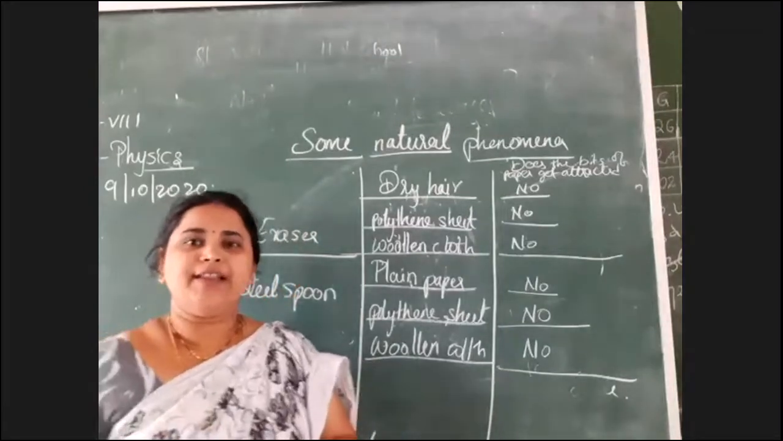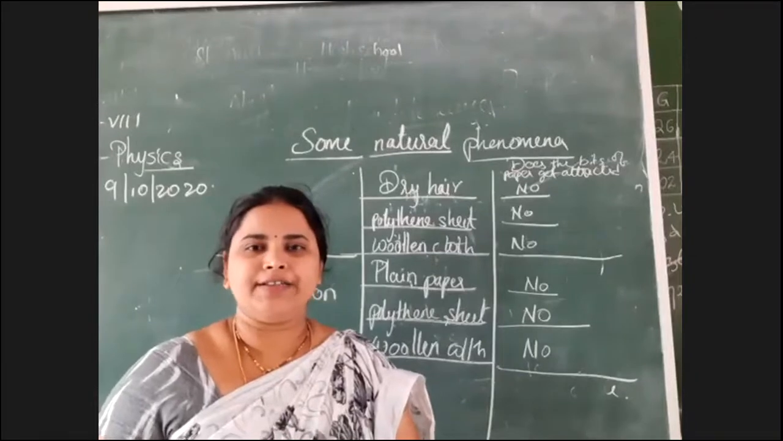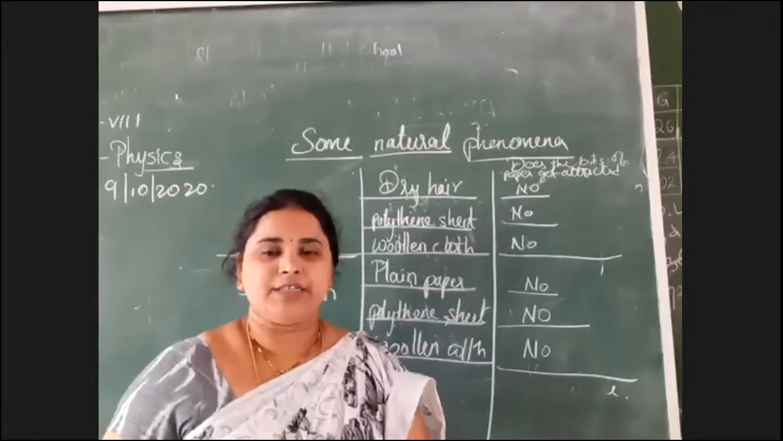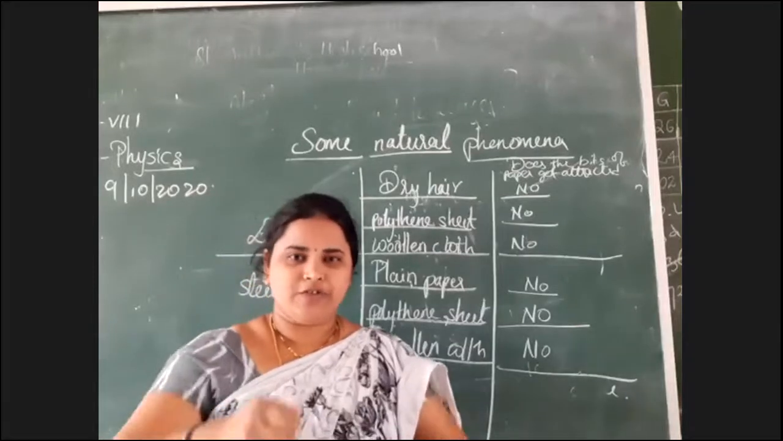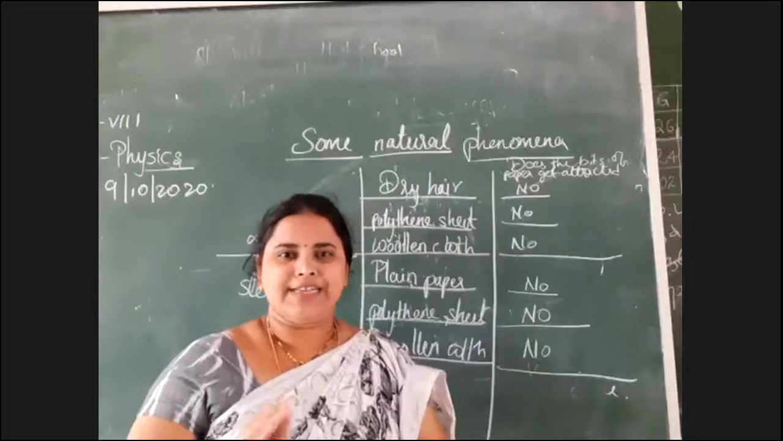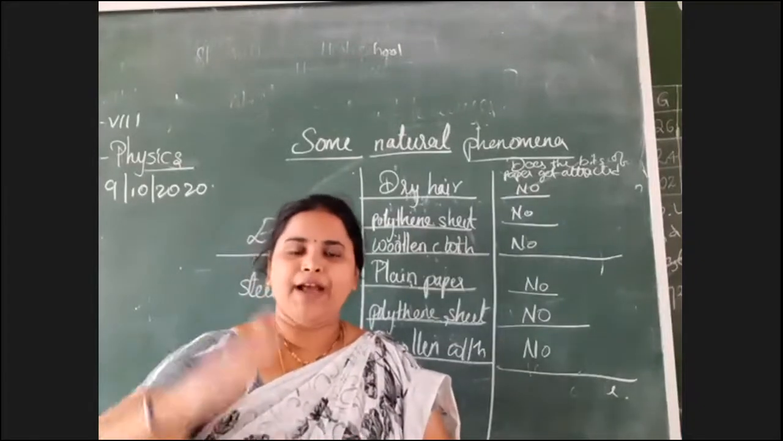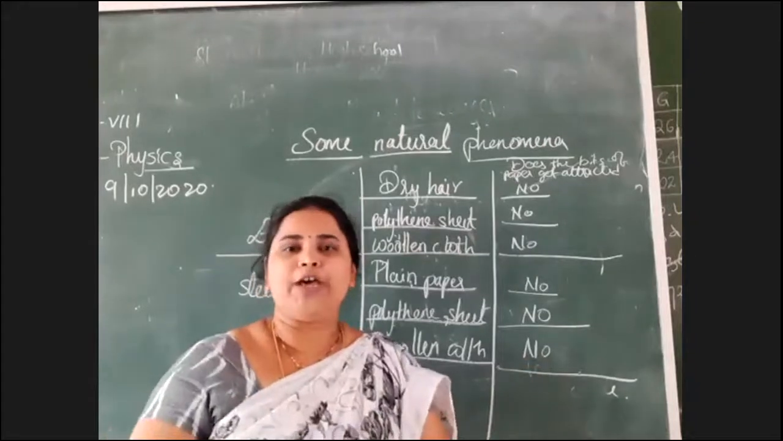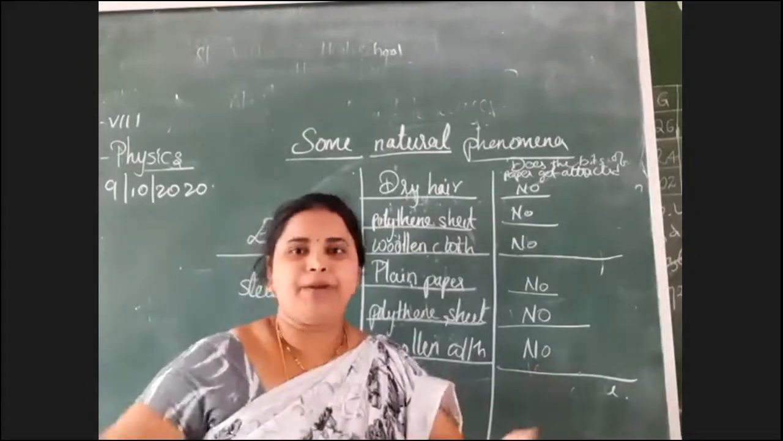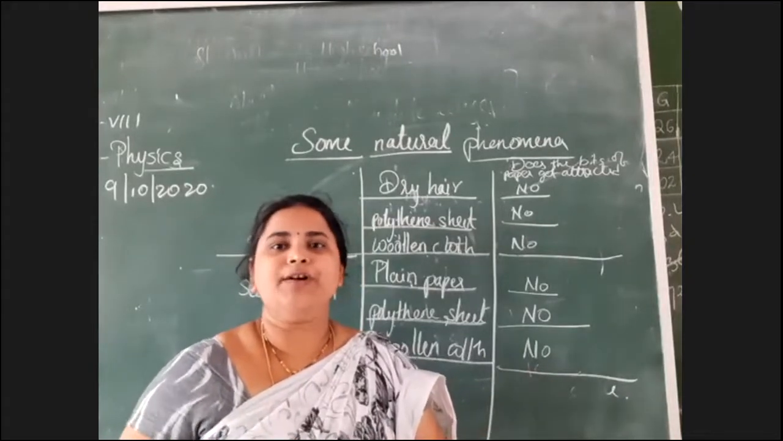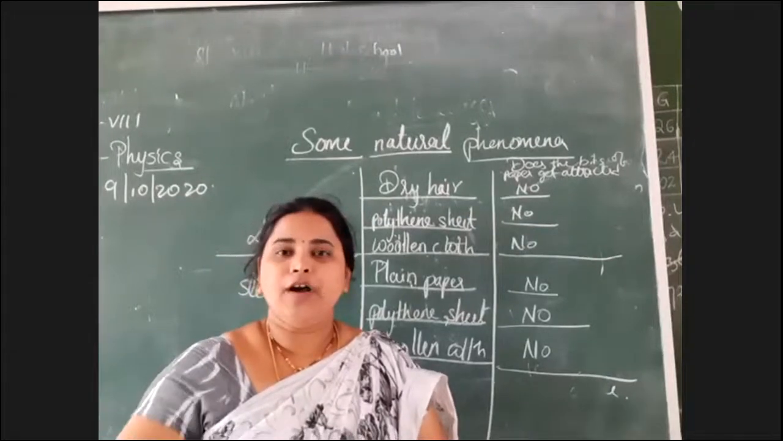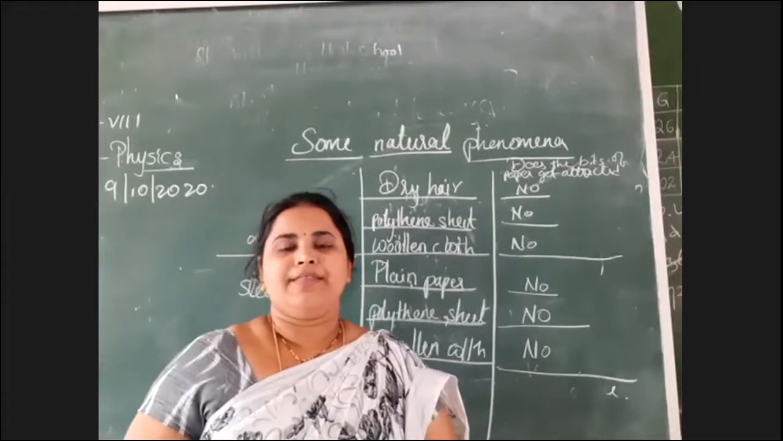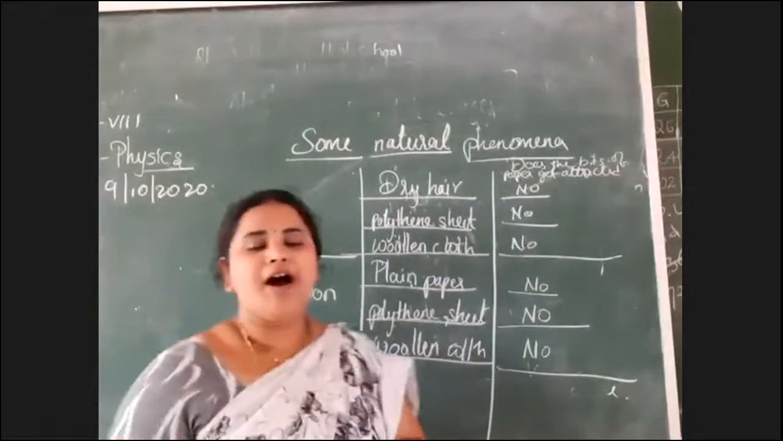See, now I will tell you the reason why the steel spoon is not attracting the bits of paper. The reason is the steel spoon is a very good conductor of electricity. So as soon as you charge it, as soon as you rub the steel spoon with polythene sheet, what will happen? Your body is also a good conductor. So the charges will flow into your body even though you do not touch the rubbed part. Why? Because the steel spoon is a good conductor. So the charges enter your body, and they discharge through your body to the earth. That is why the steel spoon does not attract the bits of paper.